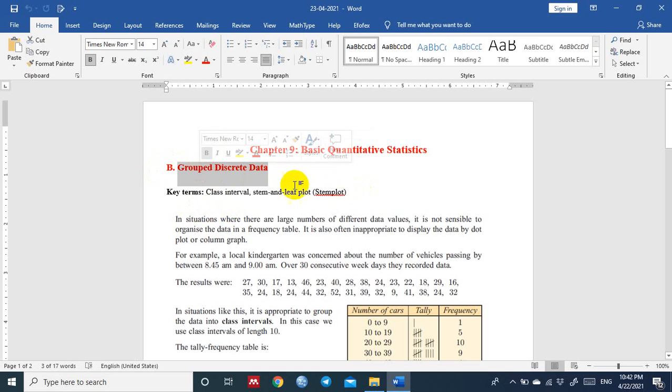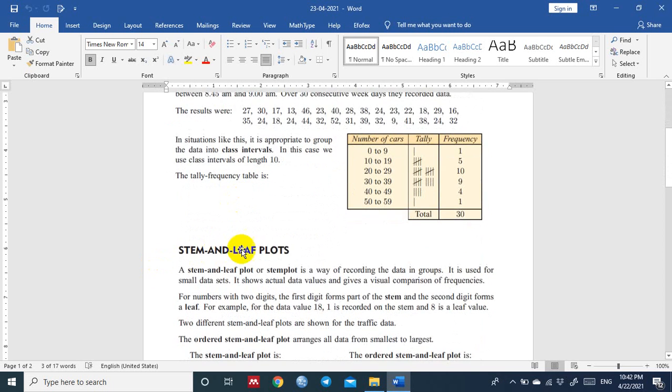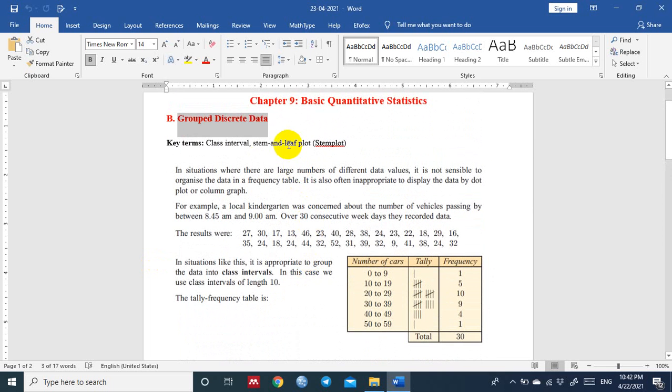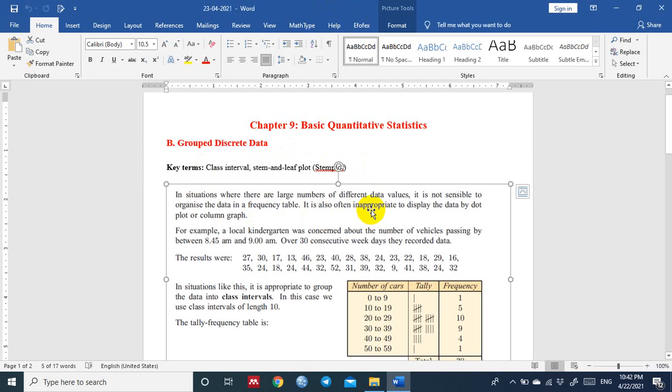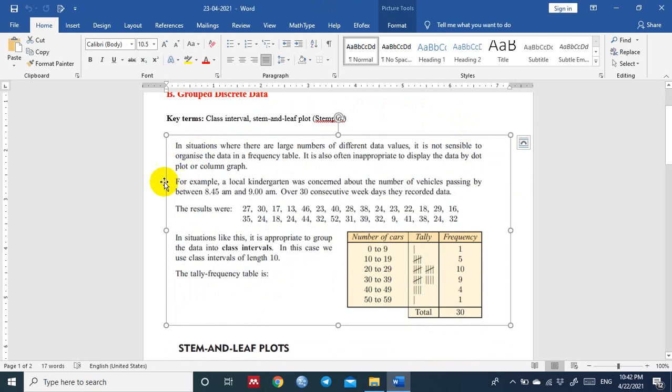And for today, we are going to learn how to group the discrete data, along with how to plot data by using a stem and leaf plot. The key term for today is the class interval. You have to understand the meaning of class interval and the stem and leaf plot, or we can say stem plot. These are the two keywords that you have to understand. Okay, without further delay, let's go to the explanation here.